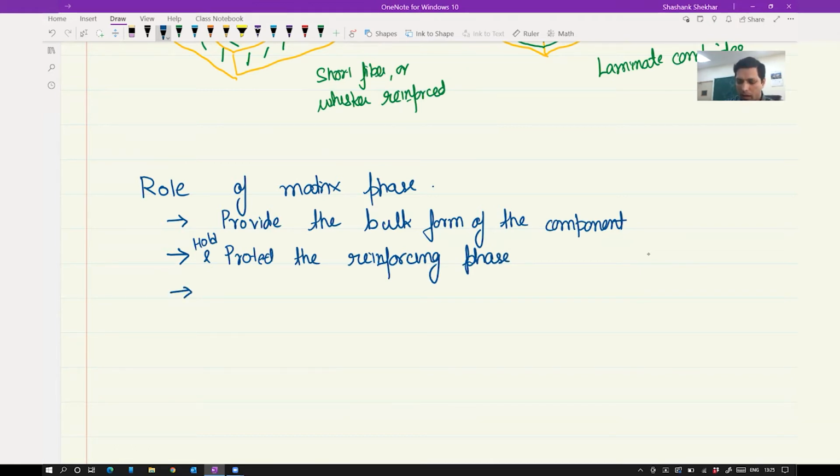Share the load with the reinforcing phase. So this is now coming to the characteristics for which we are actually making the composite in the first place, because we want it to improve the overall mechanical characteristics. In that sense, when you are putting the load, we want the reinforcing phase to carry the load. That way you will be able to carry a higher load with the inclusion of these reinforcing phases. So share the load. Now you can see the word share. So part of the load will go to the reinforcing phase.